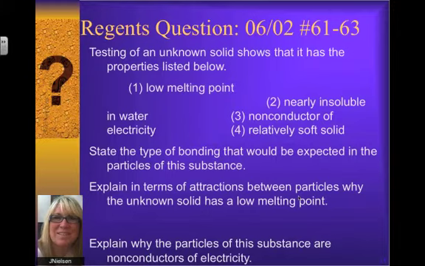This is going to be covalent or molecular bonding, and it says, explain in terms of attractions between particles why the unknown solid has a low melting point. Low melting point equals weak attractions. High melting point would be strong attractions. It's all you have to tell me. So if this is molecular, it's going to have a low melting point and it's going to have weak attractions.